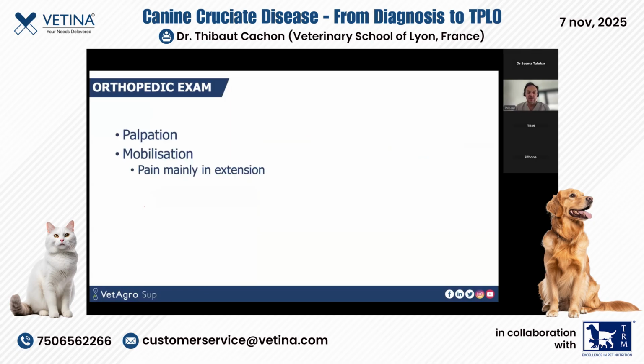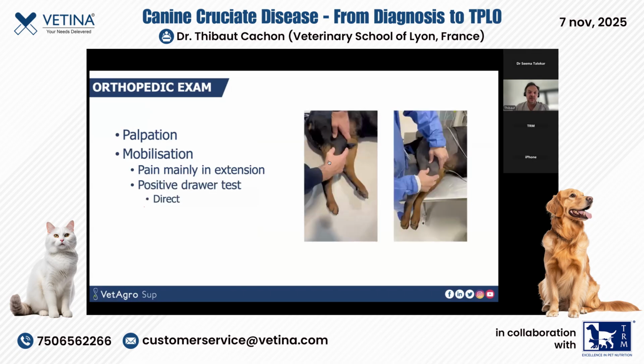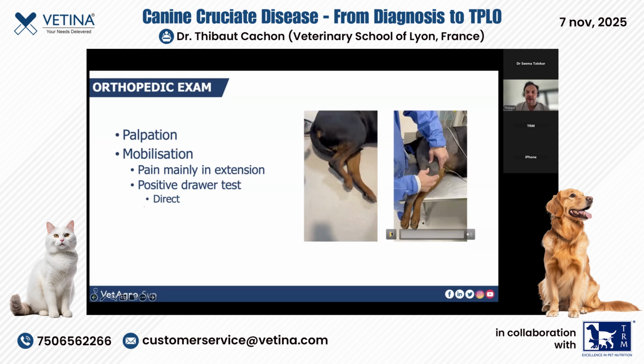On mobilization, the dog is painful in extension with Venus, and you can see that there is a subtle positive drawer test in the direct one, which is not very easy because it's a large dog. It's a very stressed dog, so not so easy to palpate. My advice will be, as soon as you get it, to put the dog into general anesthesia and do the drawer motion under general anesthesia.